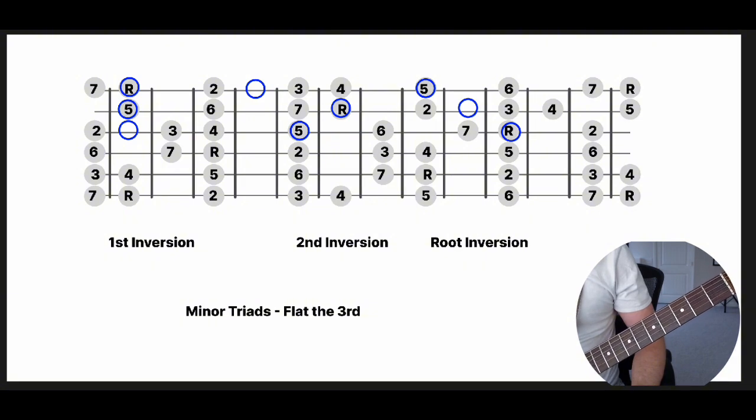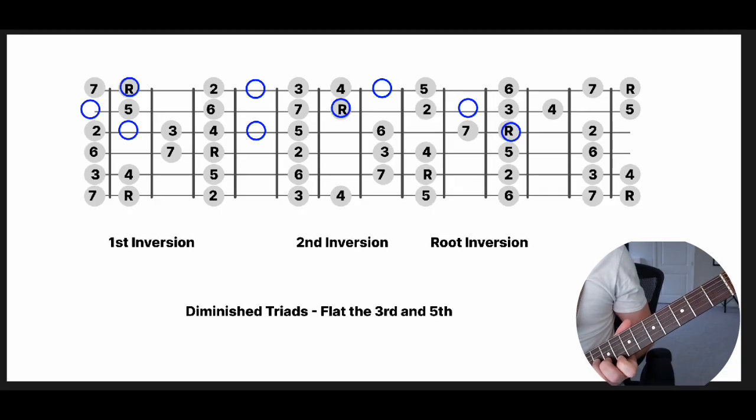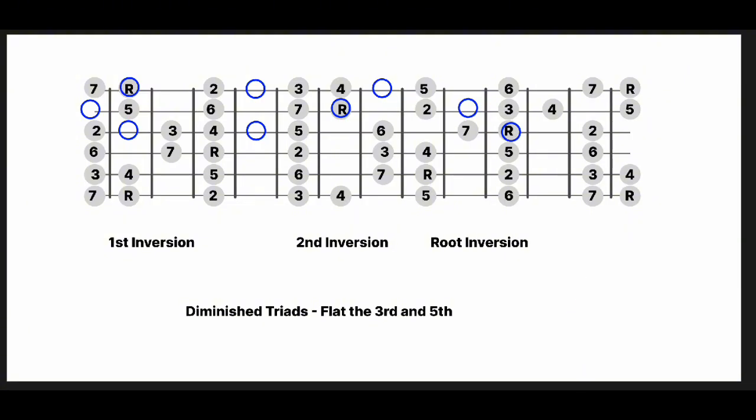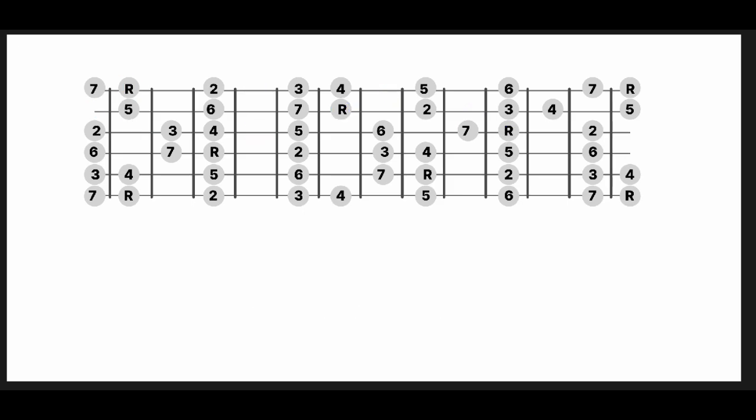Now, how would we make these diminished? Of course, we flat the 5. So in this case, the 5 is flat for each one. So this is just more skeleton key information. Because we know where these notes come from, we know how to define the triads, it is not necessary to go in and memorize these as completely new information. Let's look at this on the next string set.